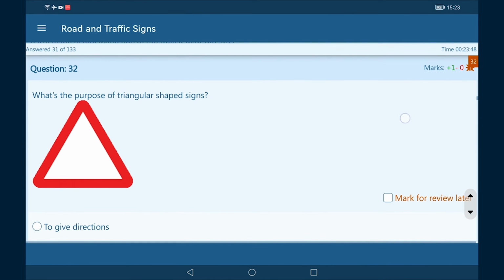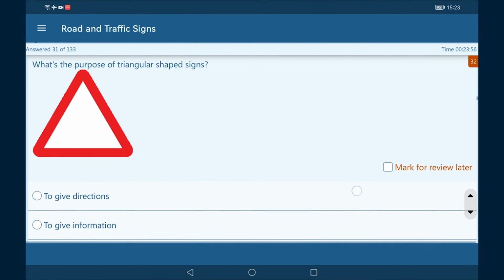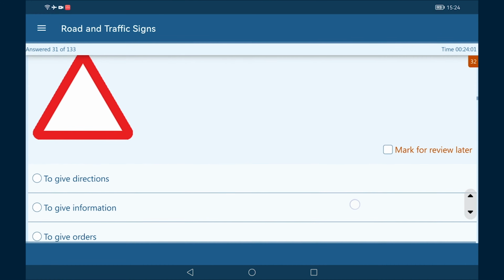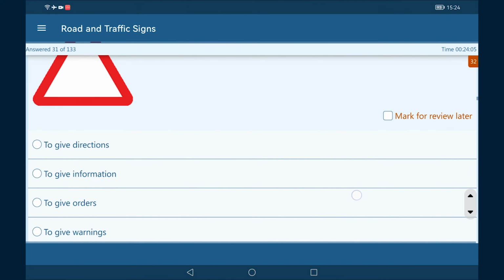Question 32. What's the purpose of triangular-shaped signs? Option 1. To give directions. Option 2. To give information. Option 3. To give orders. Option 4. To give warnings. The correct answer is Option 4, that is, to give warnings.